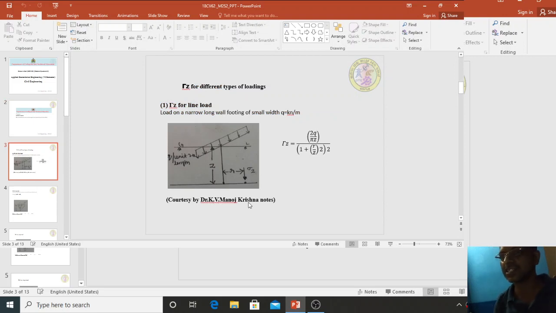Here, sigma z is the stress distribution at a depth z for a line load. A line load means the load is a line, having a considerable length compared to its cross-sectional dimension. It is given by the formula sigma z is equal to 2q divided by pi z, divided by (1 plus (r by z) whole square) to the power of 2, where q is the quantity of load in kilonewton per meter.